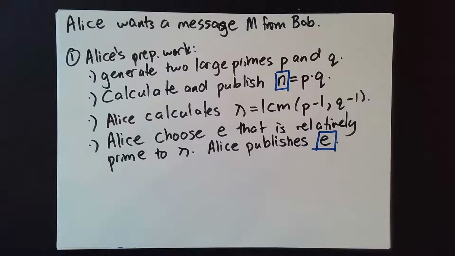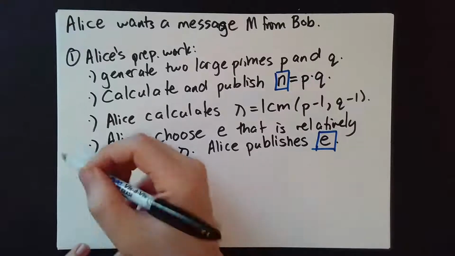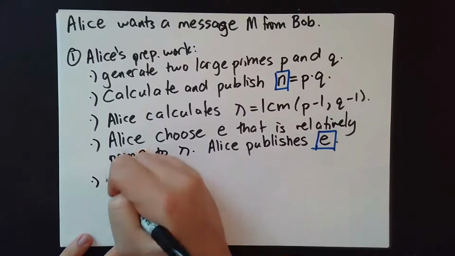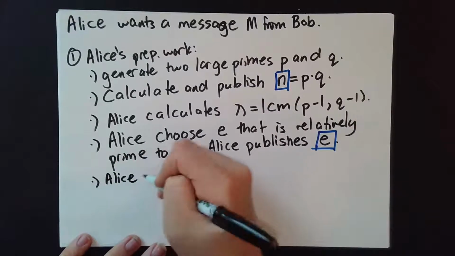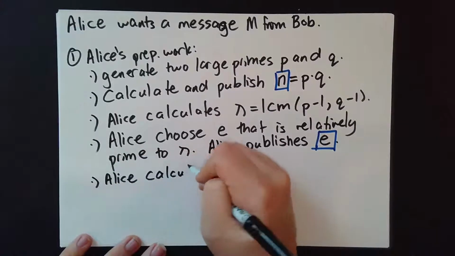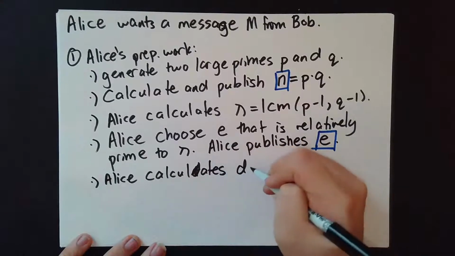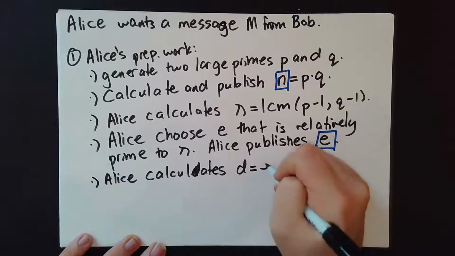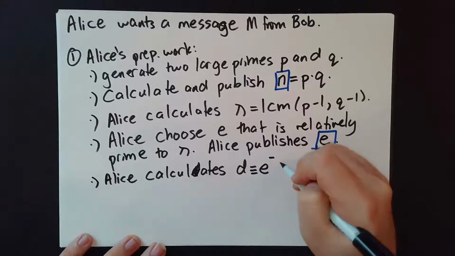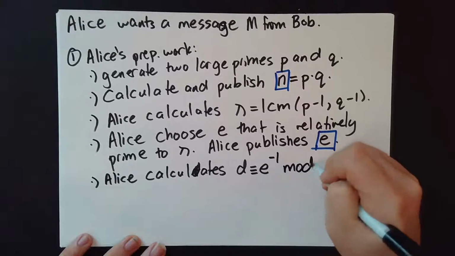Next, and this is all pre-work, all before anyone is actually communicating, Alice is going to calculate d, which is going to be e inverse mod lambda.